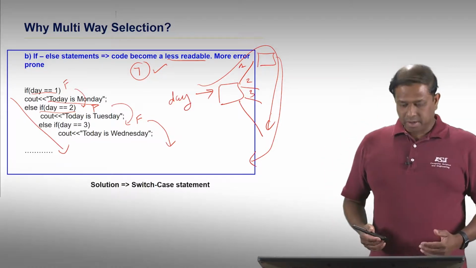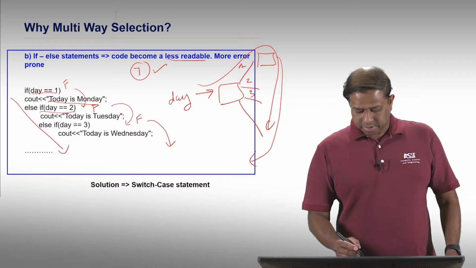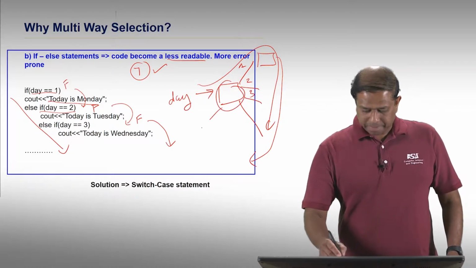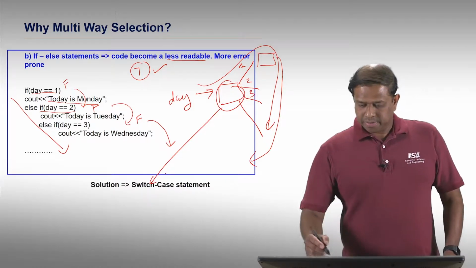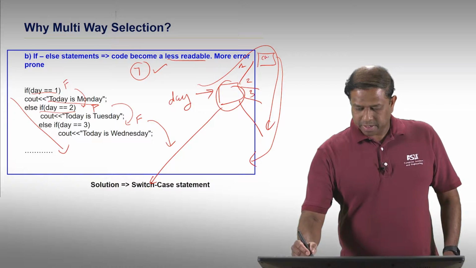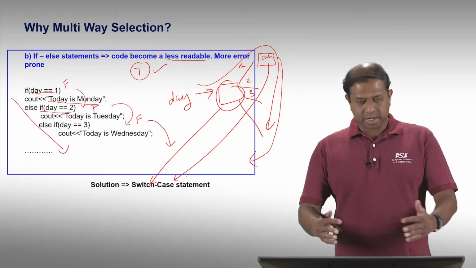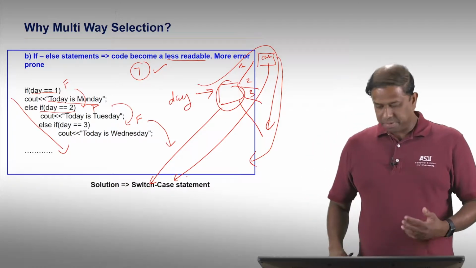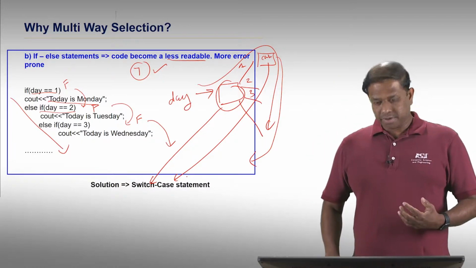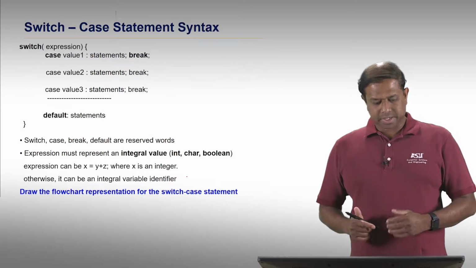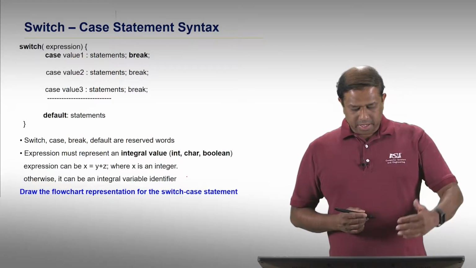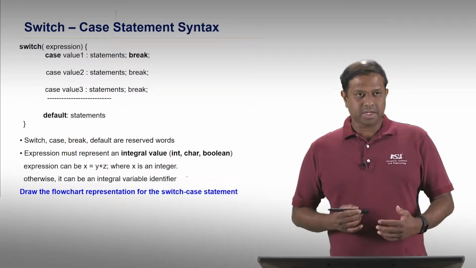Now in order for us to accomplish this type of a scenario, we can put this box into a switch, and then we can put these things into different cases. All right, so then we can write a switch case statement that can accommodate this type of computation. So let's look at the syntax of the switch case statement and then see how we can compose this type of a statement.